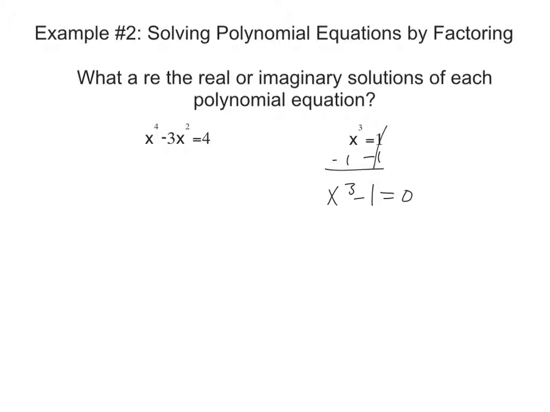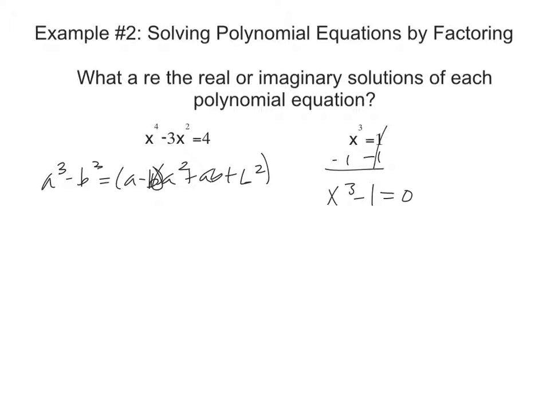And so what that formula says is that a cubed minus b cubed equals a minus b, times a squared plus ab plus b squared. That looks really confusing.